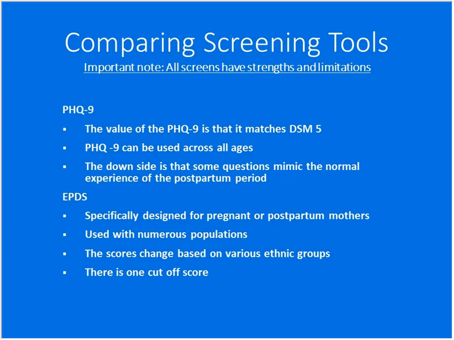With the EPDS, the scores can change based on ethnic groups. Typically, there's a range of cutoffs, and what I've seen in the literature is 9 to 13, but it really varies depending on specific ethnic groups. There is one cutoff score, which we've talked about.